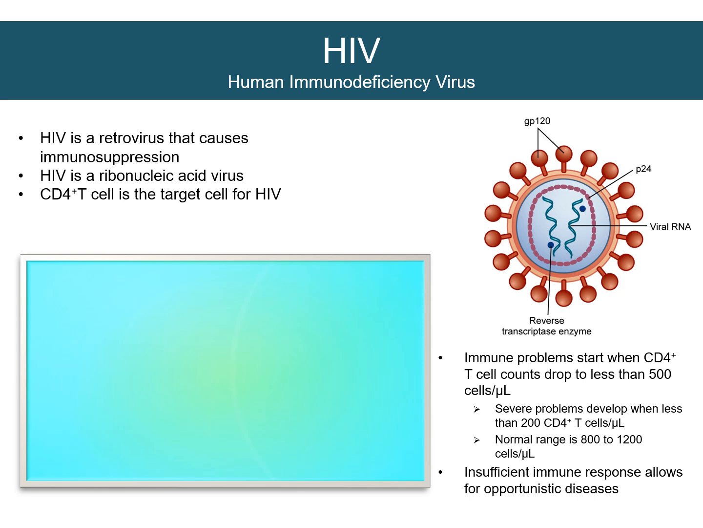Okay, so we're talking about HIV, the human immunodeficiency virus. HIV is a retrovirus that causes immunosuppression. It's a ribonucleic acid virus, and the target cell is CD4 plus T cells.